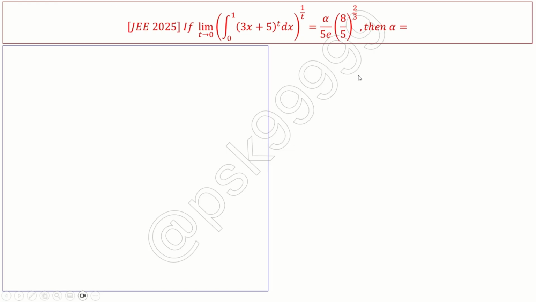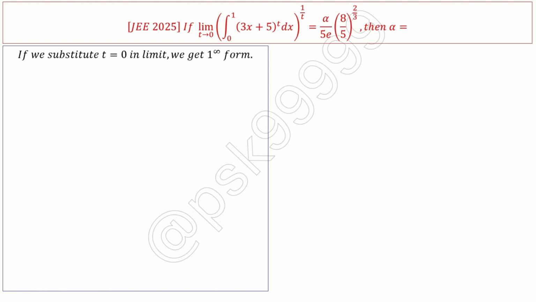So let's do it. First thing is you substitute the limit, t equal to 0, and see what happens. When t is 0, this is 1 dx, and 1 dx is x. If I apply the limits, it will become 1. It is a 1 to the power of infinity form. 1 to the power of infinity is an indeterminate form, so I need to find other ways.